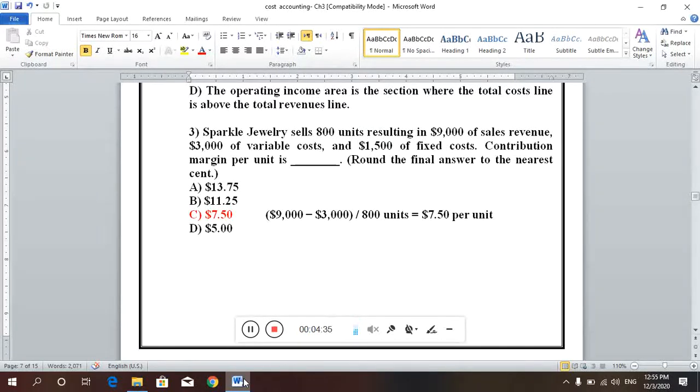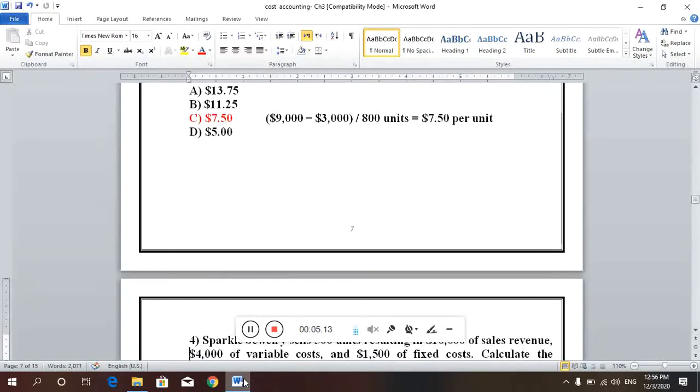We will divide the total contribution margin by the units sold in order to get the contribution margin per unit. So the contribution margin per unit equals total contribution margin divided by units sold, which is $6,000 divided by 800 units. It will be $7.5 per unit. This is number 3.